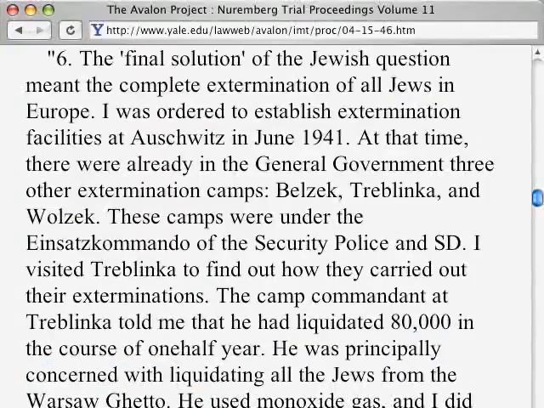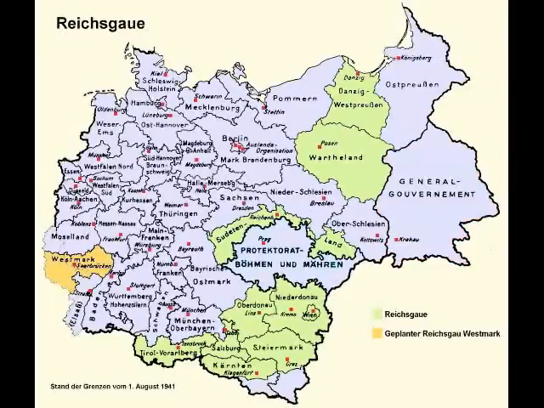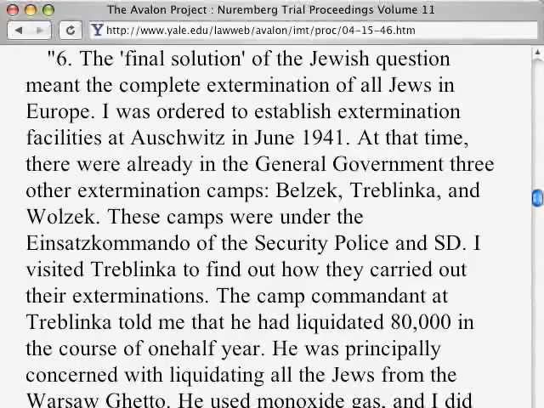For the next passage in the Nuremberg transcript, we need to know what the term general government here means. It was an area of Poland occupied by Germany. We look at what Höss said about Treblinka. Colonel Amon continues reading the confession. "The final solution of the Jewish question meant the complete extermination of all Jews in Europe. I was ordered to establish extermination facilities at Auschwitz in June 1941. At that time, there were already in the general government 3 other extermination camps, Belzec, Treblinka, and Wolzek."